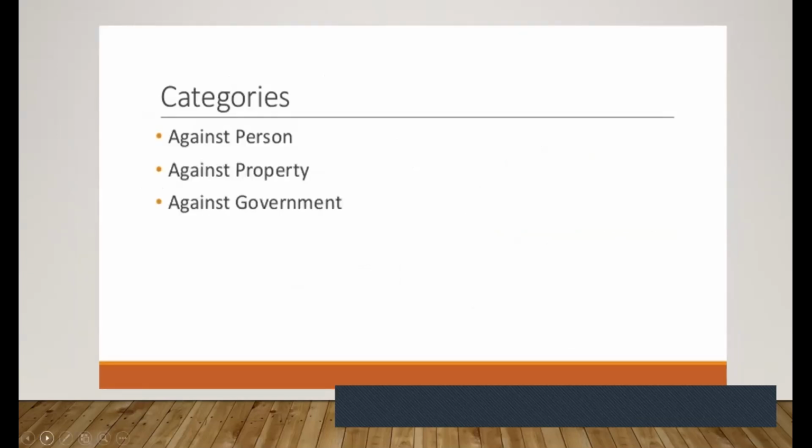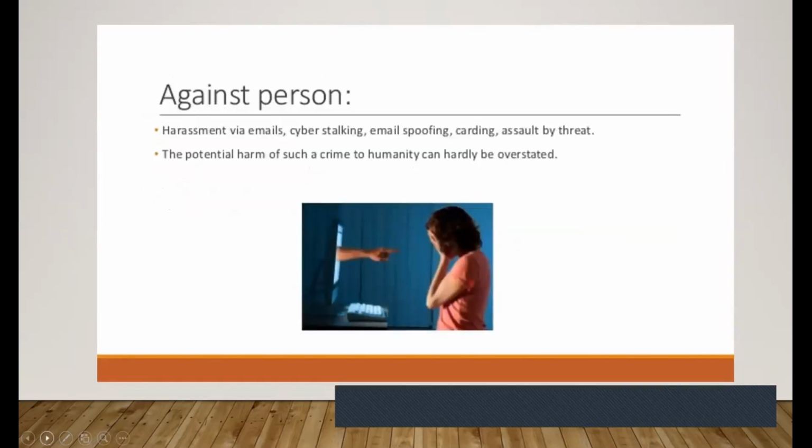Cybercrime falls into different categories: against person, against property, against government. Against person: harassment via emails, cyber stalking, email spoofing, carding, assault by threat. The potential harm of such a crime to humanity can hardly be overstated. When the crime is committed against a person, there are different types of mediums through which it is committed.